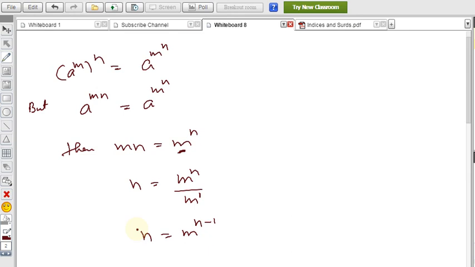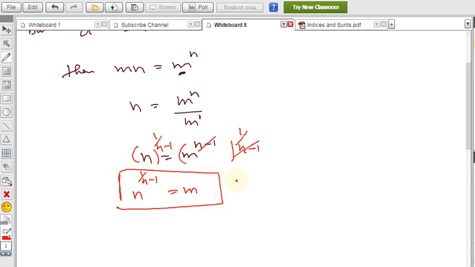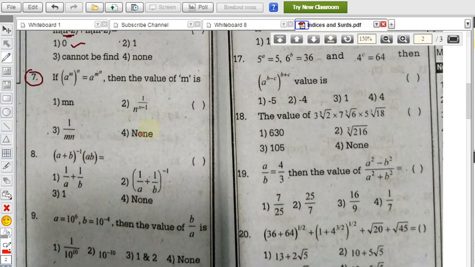Now we need to find only the m value. Whatever power is here, n minus 1, to remove it, multiply both sides by 1 by n minus 1. So n minus 1 cancels. Then m is equal to n to the power 1 by n minus 1. This one.